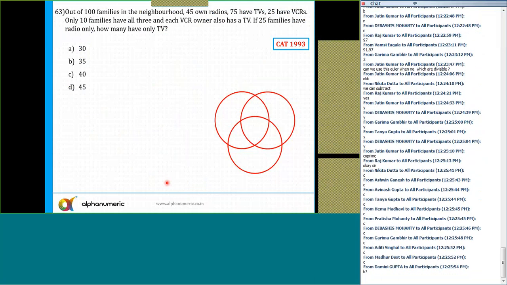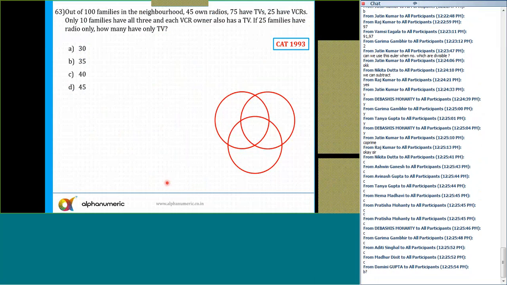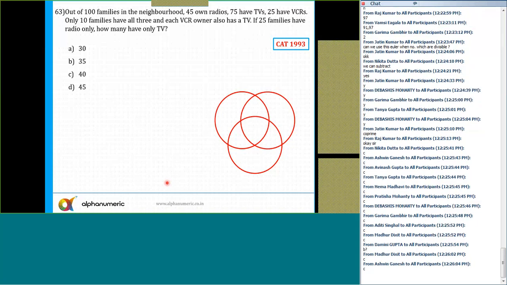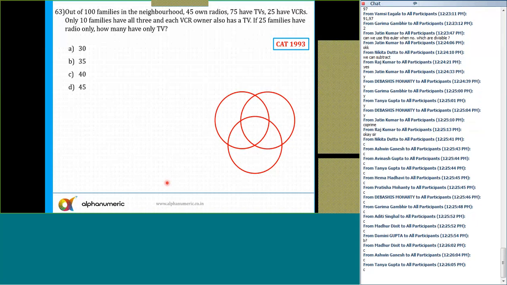Okay, I think the answer is what? B. Are you sure all of you are getting answer as B? Just a minute. Let me check the answers. I don't have the answer key.